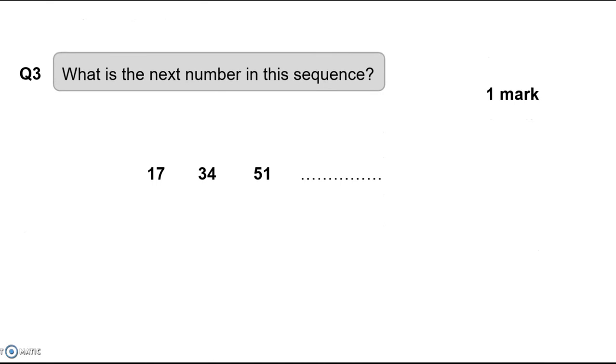What's the next number in the sequence? So to get from 17 to 34, we add 17. Same thing over here, we add 17. So we must add 17 to 51 to give us 68, and we can use a calculator for that.